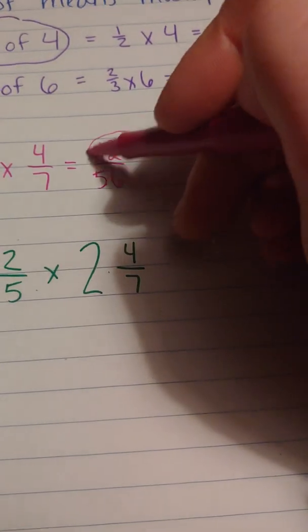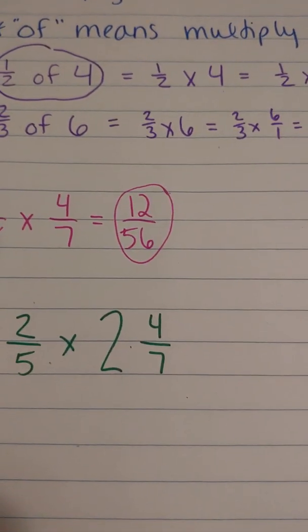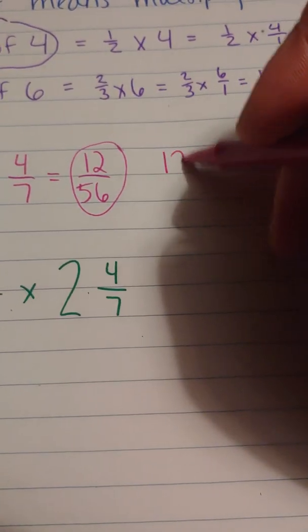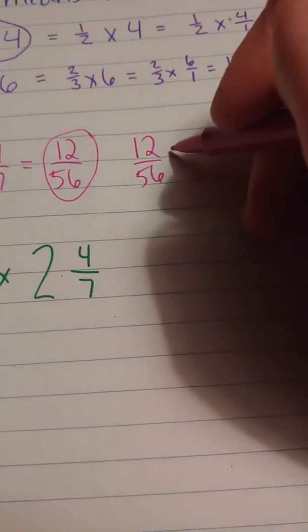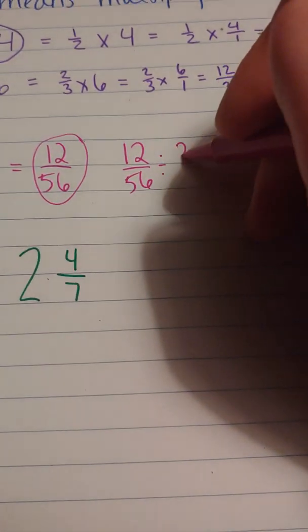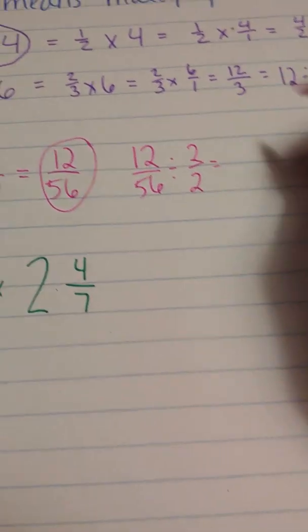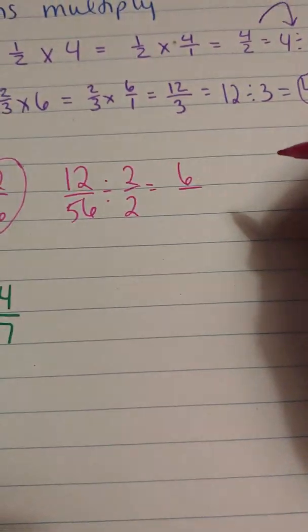Now, this could be my answer, but I need to say to myself, okay, is this in simplest form? Well, I know both of these numbers are even numbers, so it can't possibly be in simplest form. So since they're both even and I can't think of anything else they divide by right now, I'm going to divide them both by 2 over 2. So 12 divided by 2 is 6. 56 divided by 2 is 28.